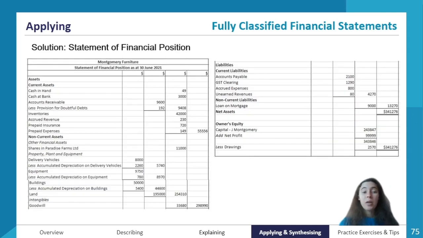Then we've got our statement of financial position. So this is where we've got some of our prepaid and accrued things. So prepaid insurance, accrued revenue, they're both there. And then that means that those things are factored into our overall equity.